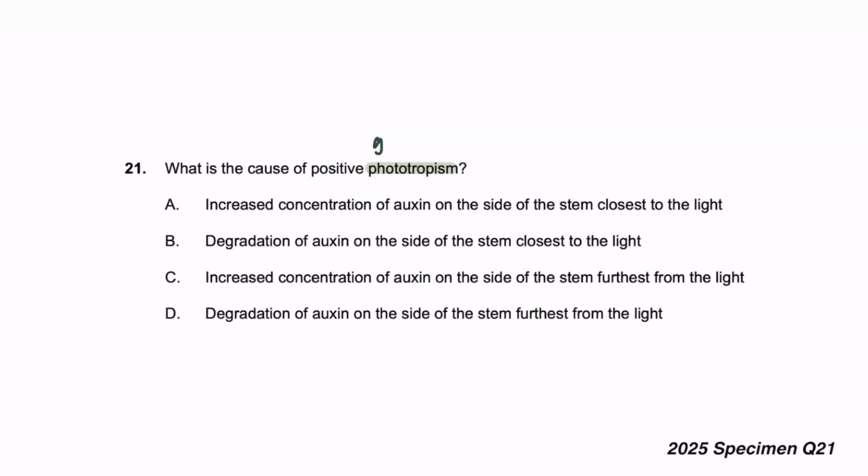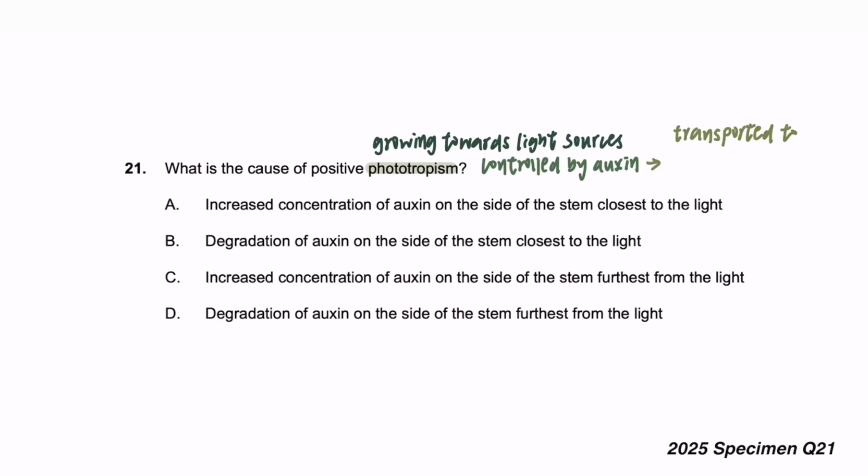Phototropism refers to plants growing towards light sources. It is controlled by auxin, which is produced at the tip of plant shoots. Auxin will be transported away from light to the shaded region of the shoot to promote cell elongation.